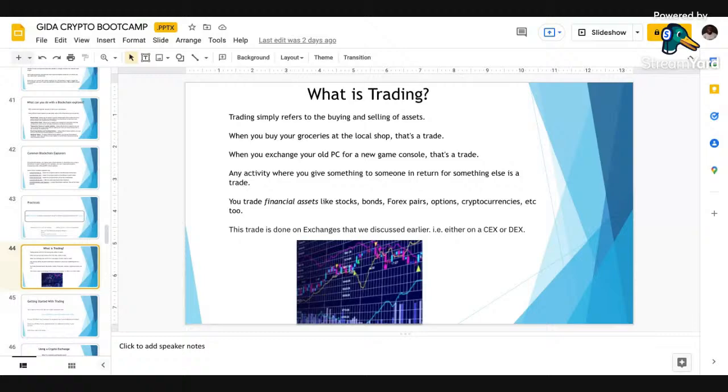This trade is done on exchanges, as we discussed earlier. You can trade on a CEX or a DEX. I believe you all know the meaning of CEX. To be sure, I want you to indicate in the comment section now, if you attended a class yesterday, what is the full meaning of CEX? I'm expecting to see your responses right away.